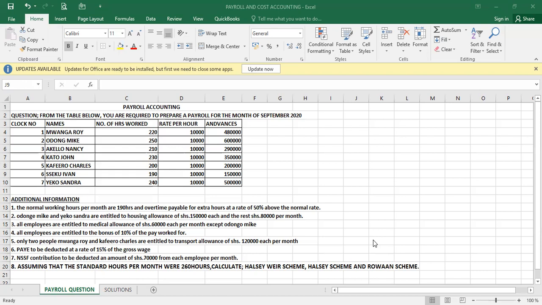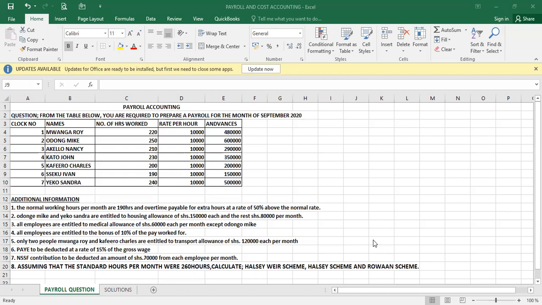If they had told you to calculate the pay that is supposed to be paid to these guys in 1 year's time, then you would be multiplying everything times 12. But if they are just giving us monthly figures and they want everything in monthly figures, we are not going to multiply anything. We are just going to take them the way they are.